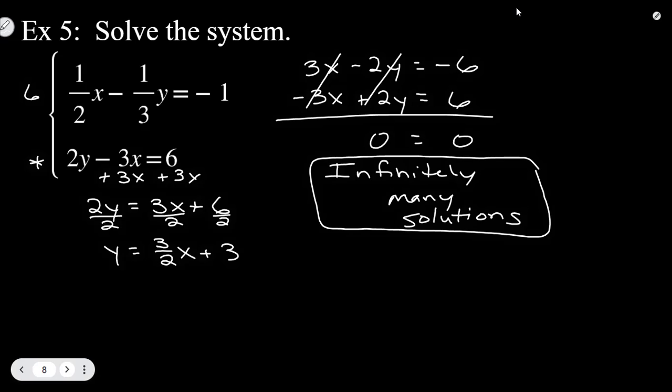And once we have that figured out, we know that our solutions will look like this. X can be any number we choose. And once we have chosen it, what will the y value be? 3/2 times the x value we chose, which is a, and then plus 3.